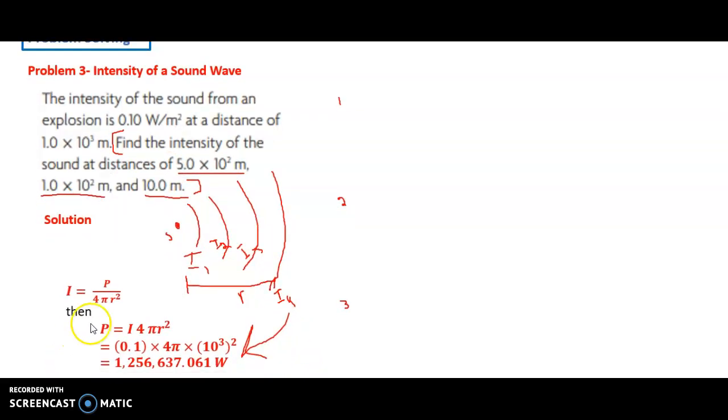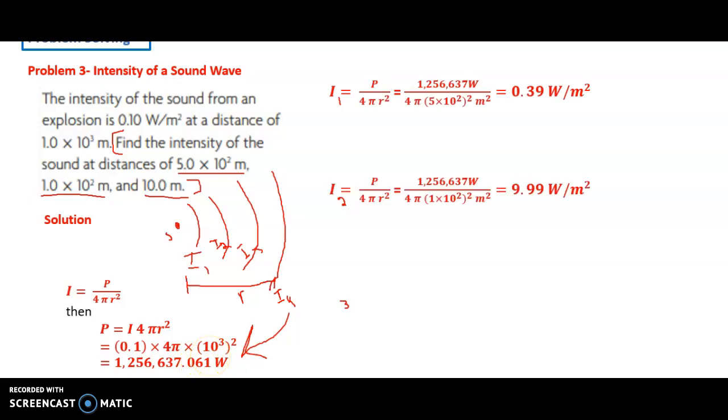So I equals P over 4 pi R squared, P equals I 4 pi R squared. Do the substitution for the first case given here, and you will obtain 1,256,637.061 watts. Okay, now we can use this power for I1, I2, and I3. So I1 is P over 4 pi R squared at the first distance, which is 5 times 10 power 2. Don't forget to square it. And then I2 at the other distance, 1 times 10 power 2 all squared, and then I3 at 10 meters squared. And we're going to obtain different values for the intensity.